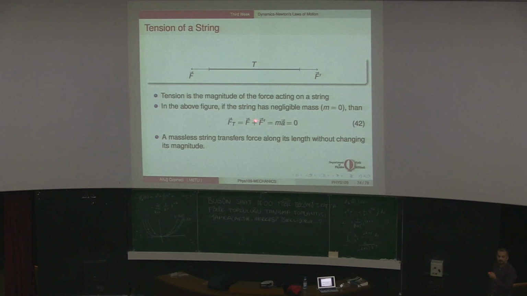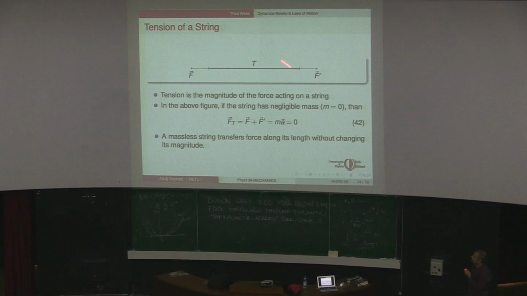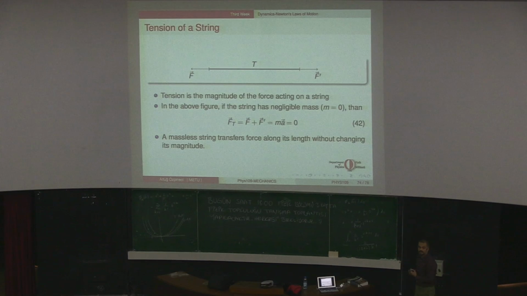Now, if the string is very lightweight, if the mass is almost 0, then the net force acting on the string should also be 0, independent of the acceleration of the string. So whether the string is accelerating or not, the net force acting on it should always be 0. It just tells me that along the string, the forces at both ends are opposite in direction, but equal in magnitude. If two vectors add up to 0, they have the same magnitude and point in opposite directions. So this is what it tells me.